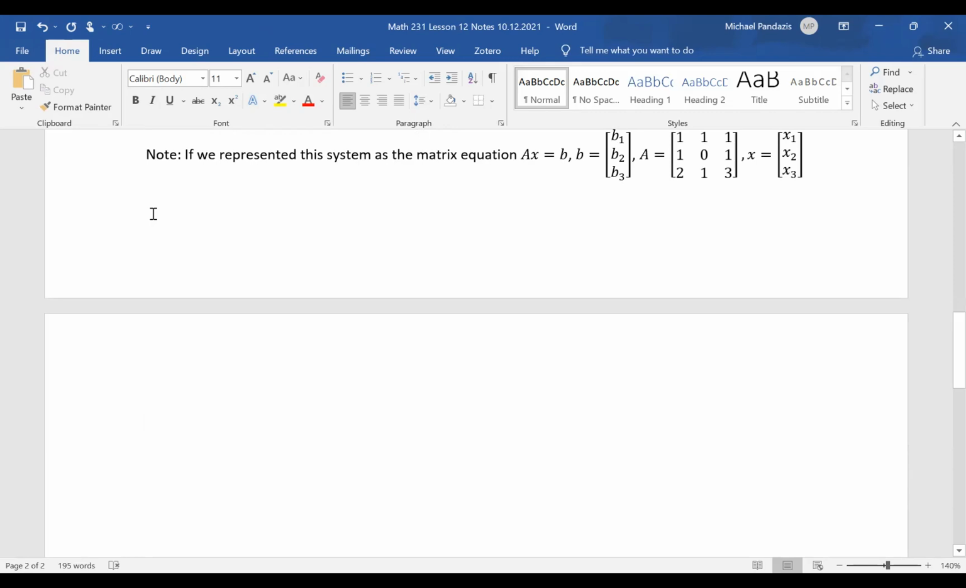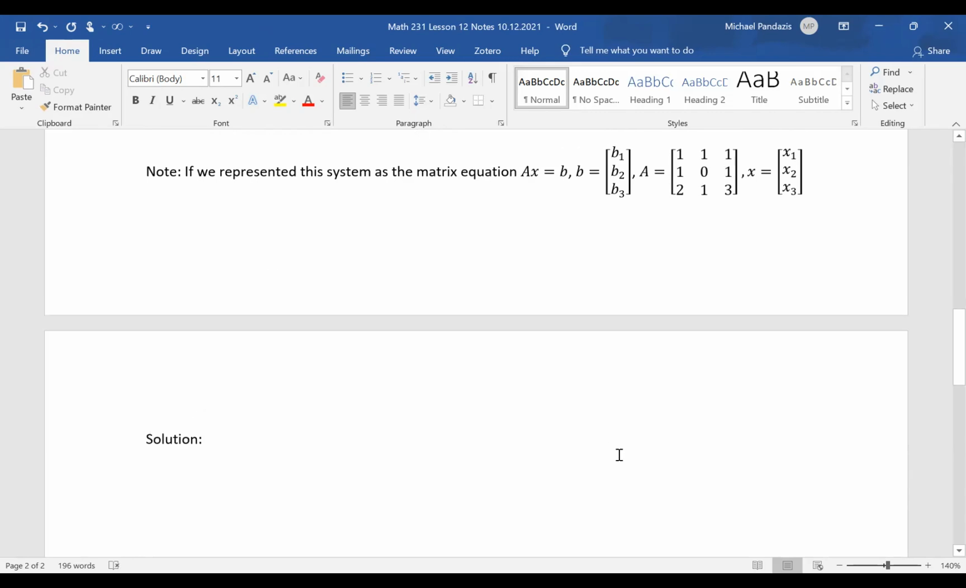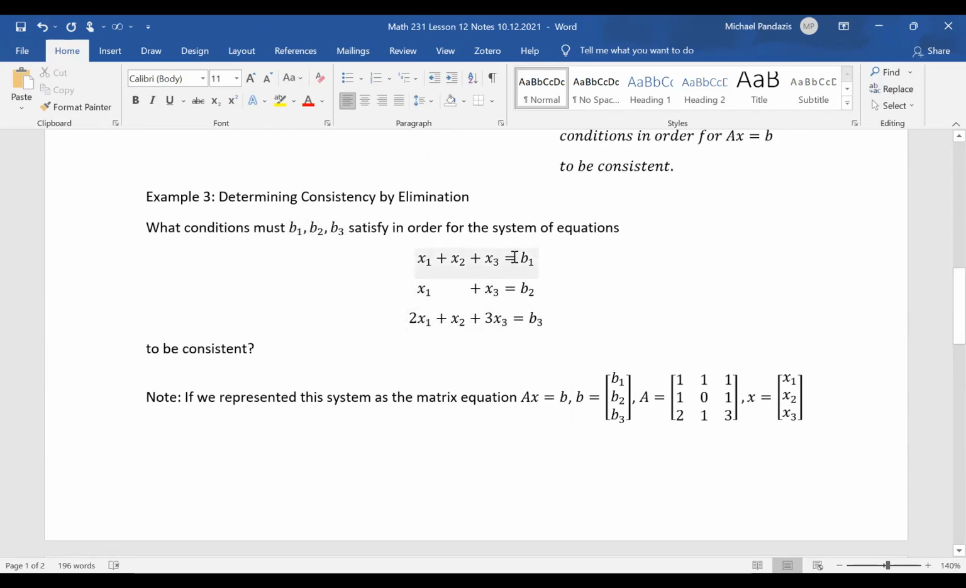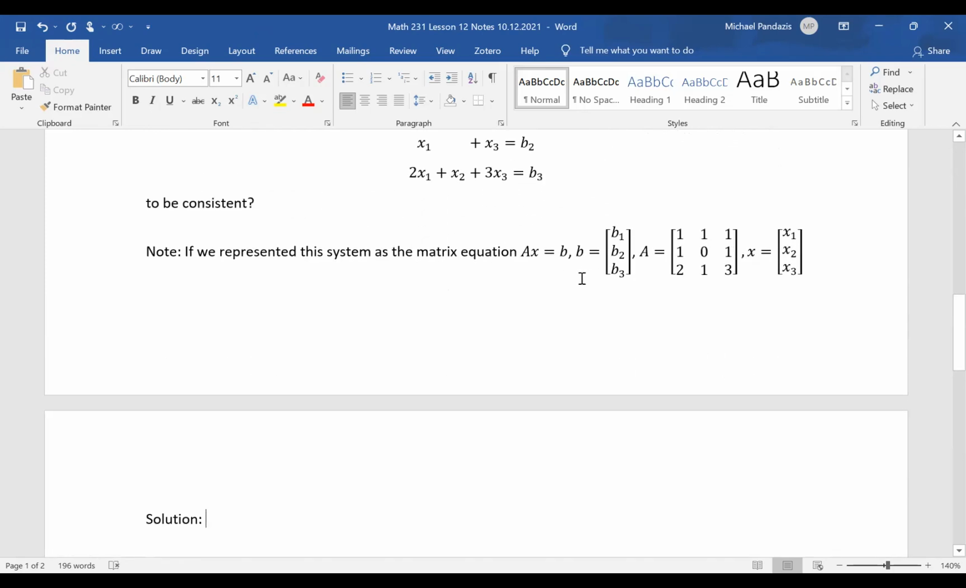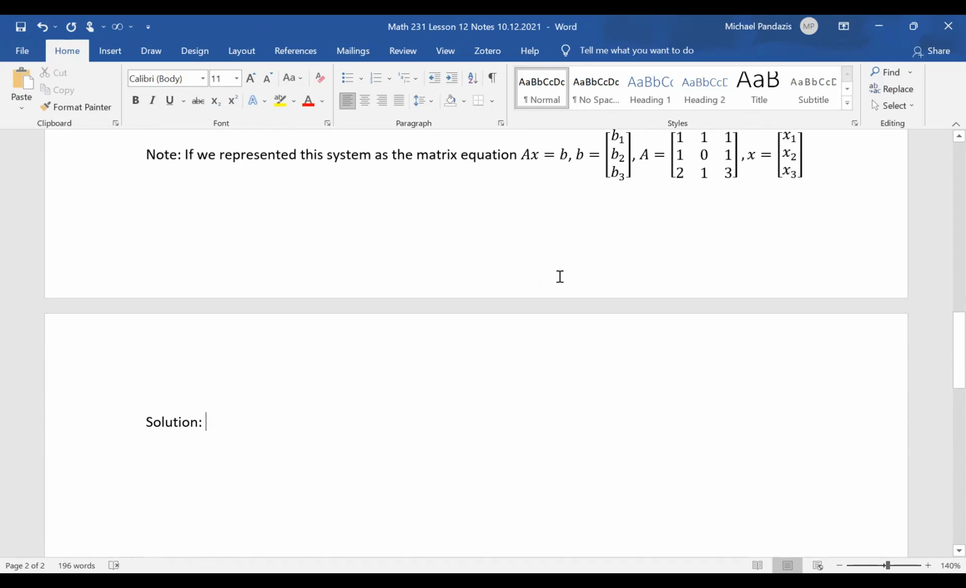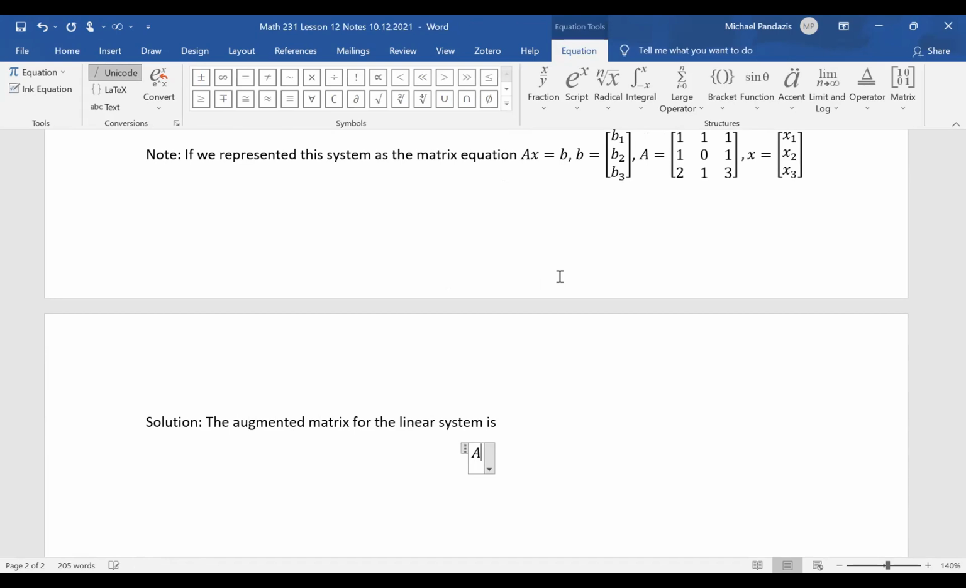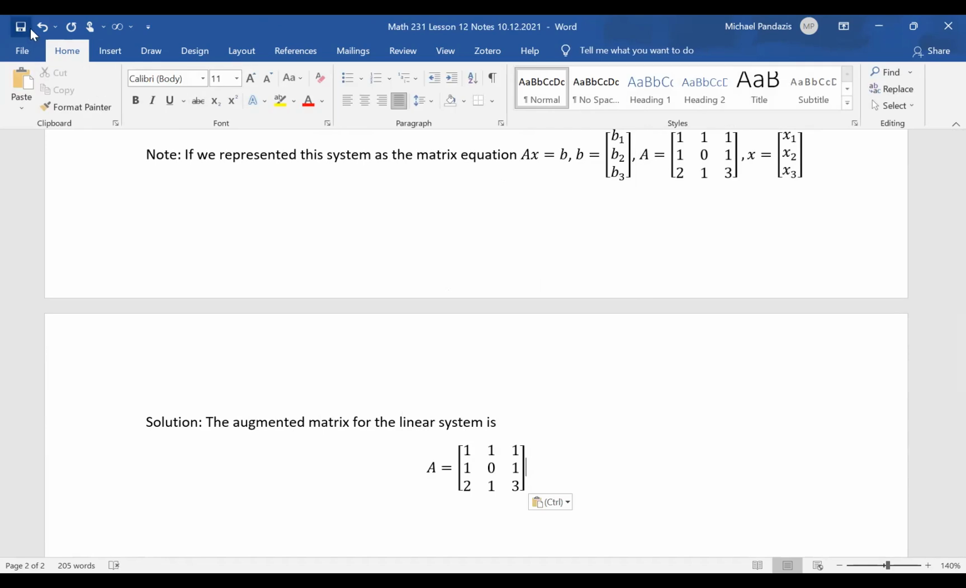So anyway, solutions to the problem. The problem is to find values of these three B values to make this linear system consistent. What are the conditions on them to make it consistent? The augmented matrix for the linear system is this. This is the augmented matrix for that linear system.